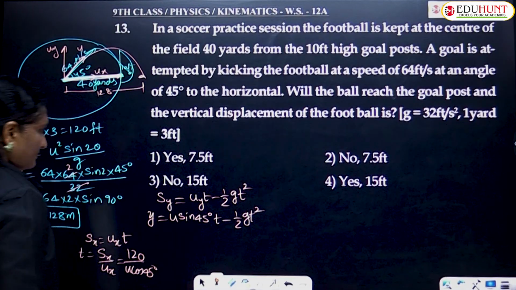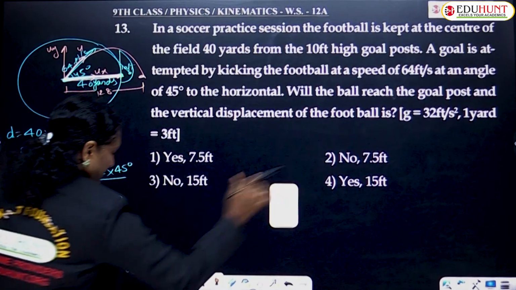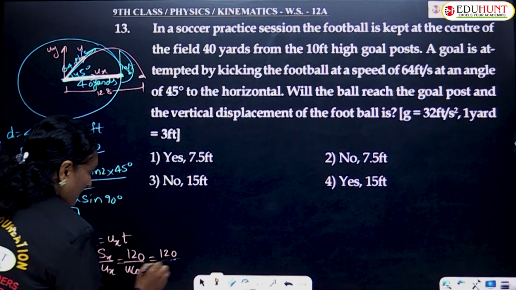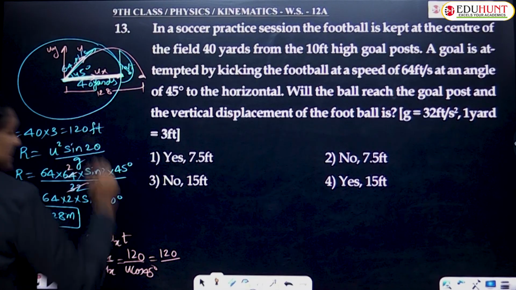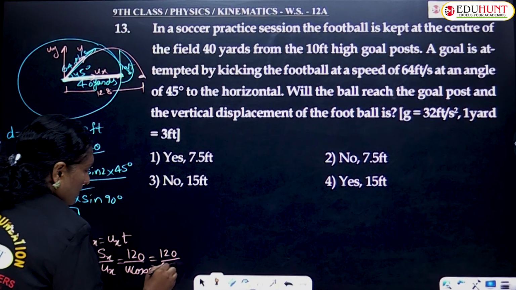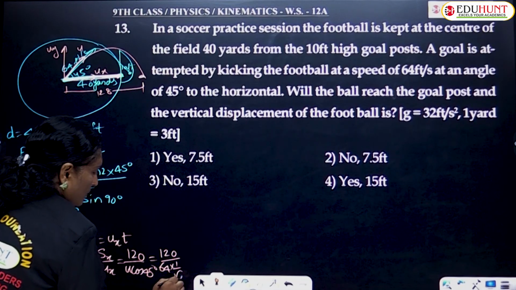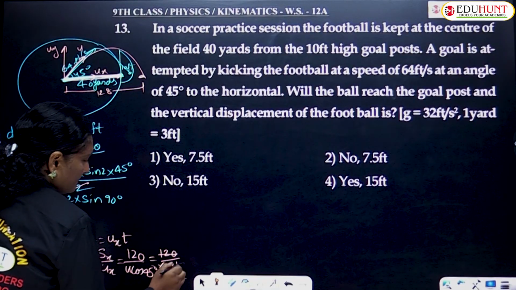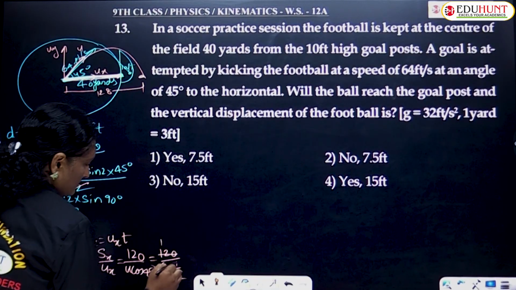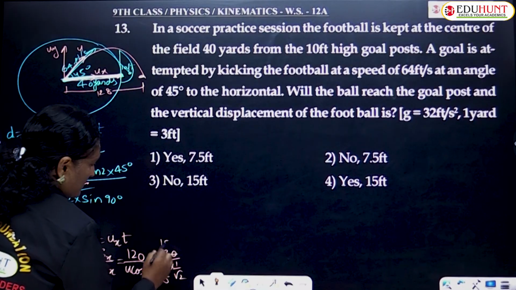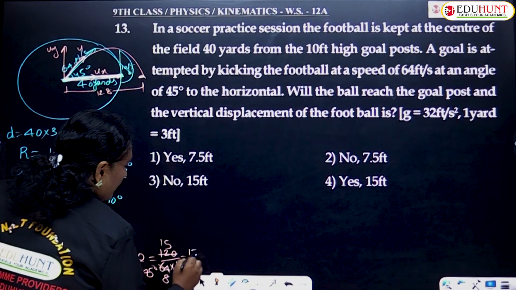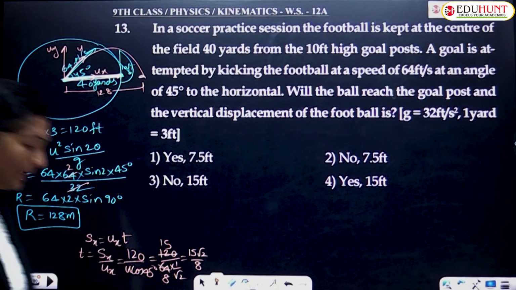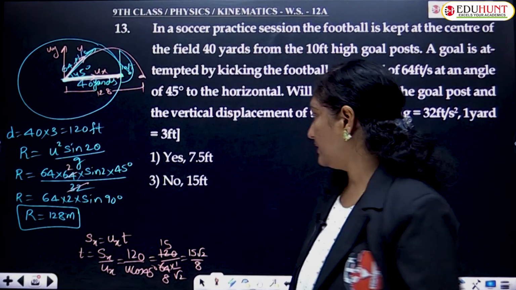Let us first of all simplify this. This is nothing but 120 upon u. The value of u is 64 into cos 45, which is 1 by root 2. This goes 8 times and this goes 15 times. So finally you have 15 root 2 by 8. The value of t is found to be 15 root 2 by 8.